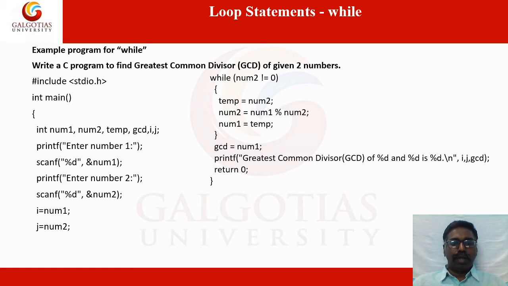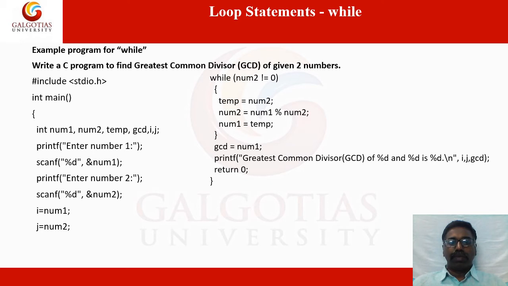Now we declare the set of variables required to execute this operation. We get the two numbers from the user using the printf and scanf statements, and then we have a while loop that repeats until num2 is not equal to 0. Now num2 is assigned to the temp variable, and num1 is taken modulo num2, and num2 is modified according to this num1 modulo num2. Now temp is assigned to num1.